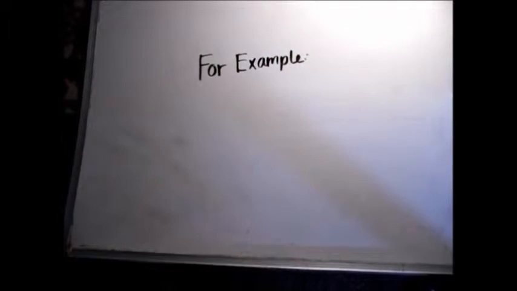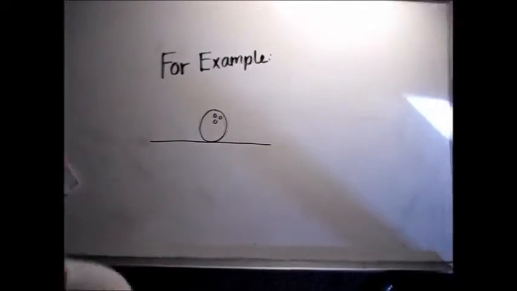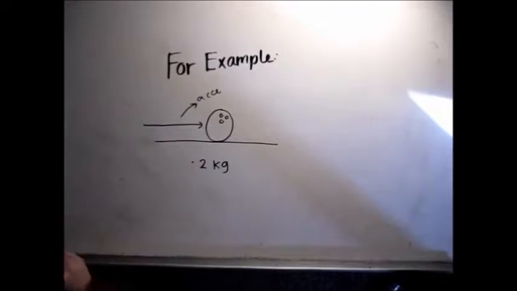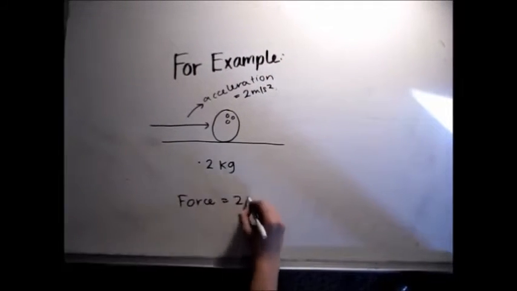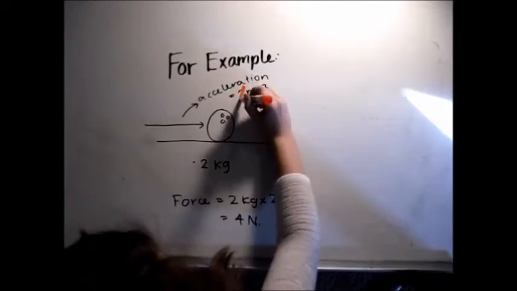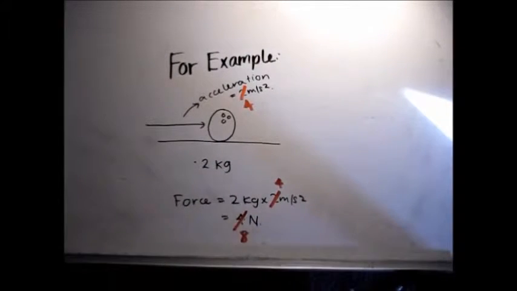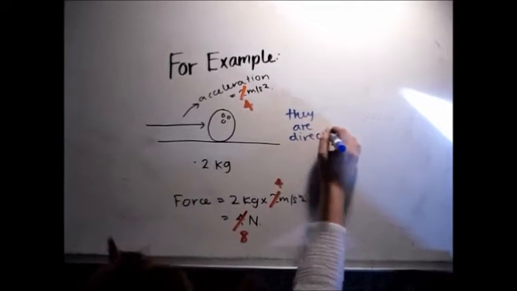For example, if you had a bowling ball that weighed 2 kilograms with an acceleration of 2 meters per second squared, the force would be 4 newtons. If you double the acceleration, then the force would double as well. They are directly related.